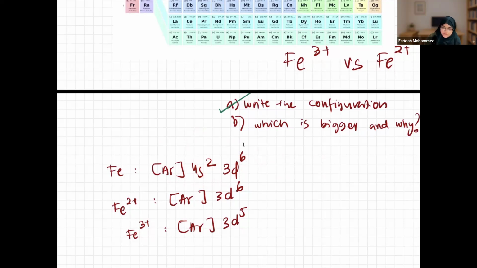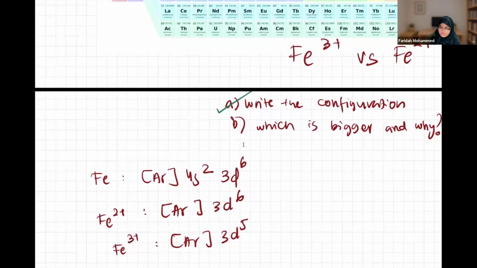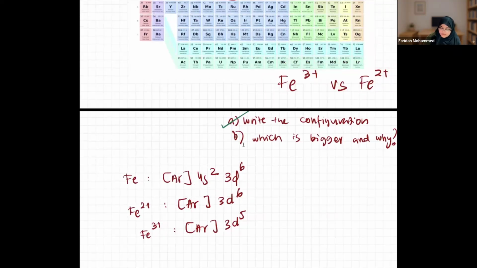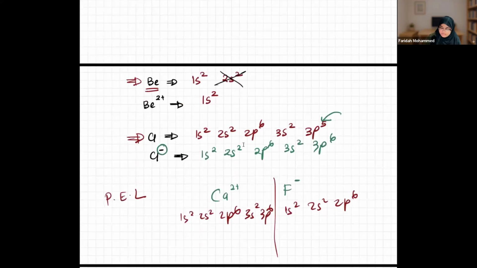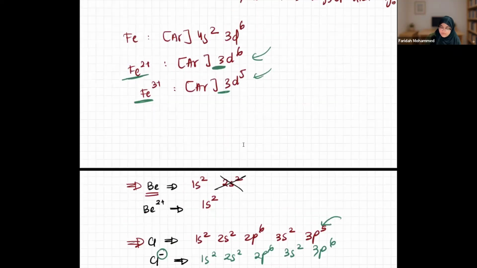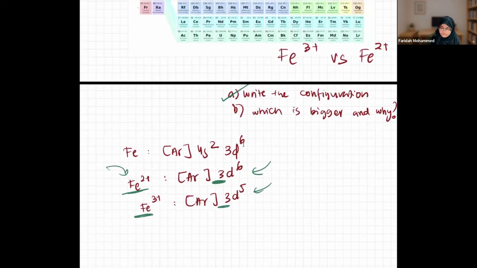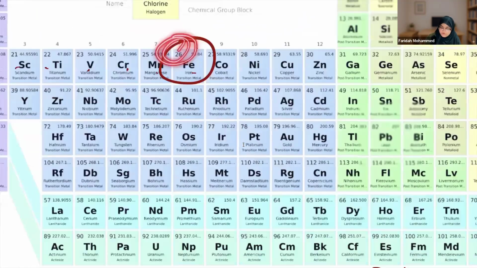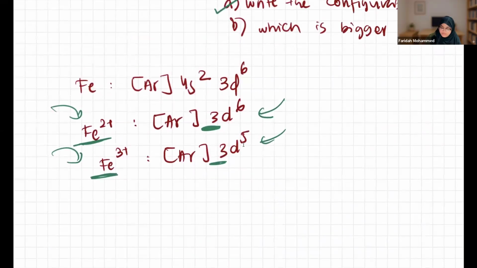Anyway, now which one is bigger? So first, what do we see? We look at the number of shells. Fe2+ has 3 shells. Fe3+ also 3 shells. So number of shells is fine, right? Now we go to the number of protons, because both of them are Fe. The number of protons is the atomic number, 26. So both of them have the same number of protons, which is 26.